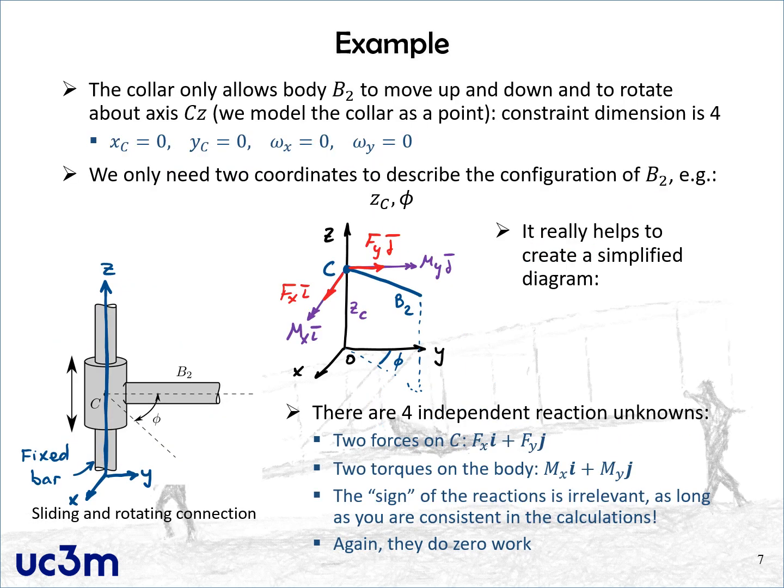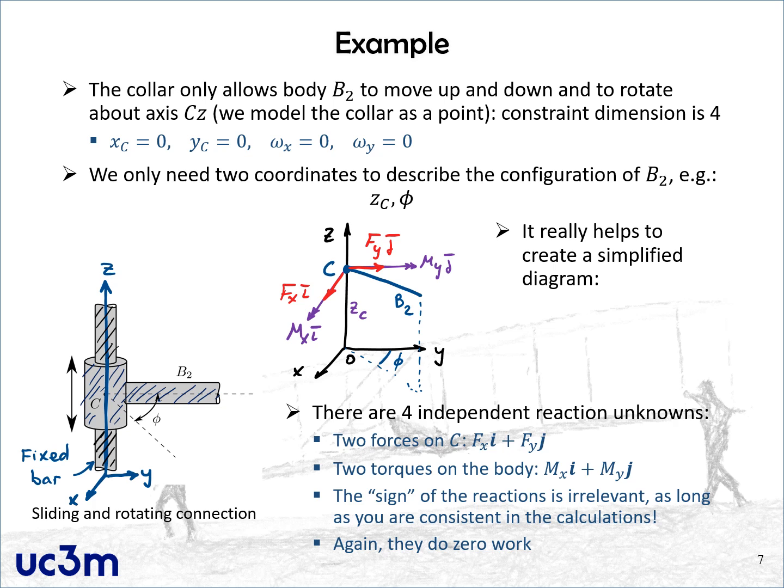In this other example, we have a sliding collar that can allow the body B2, which I'm going to plot here in blue, all this part of the figure is body 2, including this collar, to slide about this vertical bar, which is part of the environment. We don't care about it. It's a fixed bar, which just represents the constraint. So this is a case where the body can move up and down, and it can also rotate about the vertical axis. Any other motion of this rigid body is forbidden.